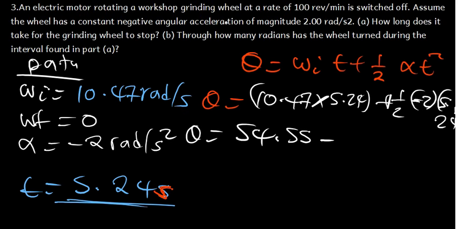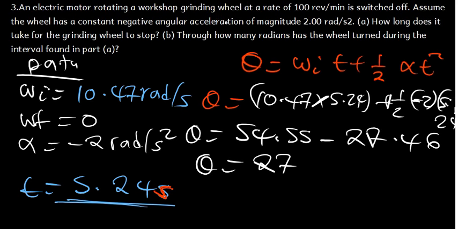Half is 0.5 times 2 times 5.24. Now I have to square that time, so I'm going to get 27.46. My theta now is going to be 54.55 minus 27.46. This is going to give me 27.09, which is the same as just 27.1 radians. So how many radians has the wheel turned? It has turned 27.1 radians.